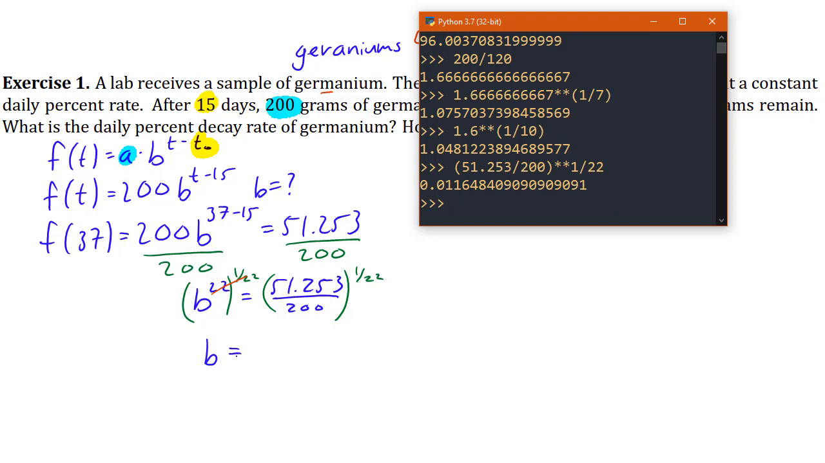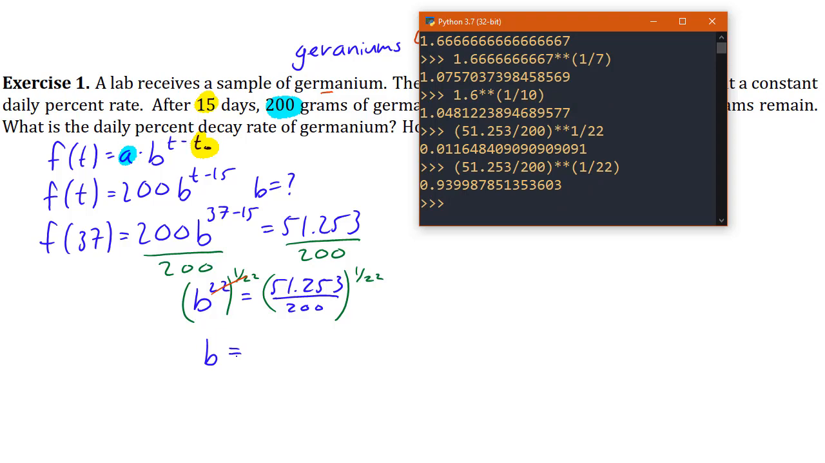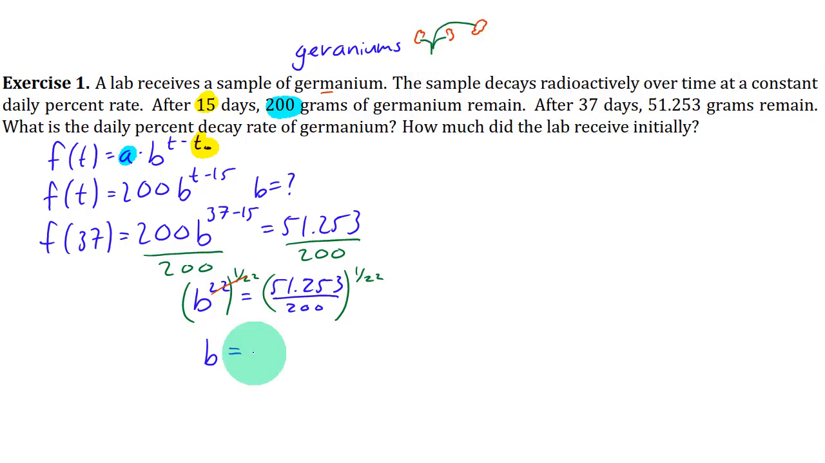we'll get 0. Oh, I forgot the order of operations. I need a parentheses around the exponent. So yeah, 0.93998. I'm just going to call it 0.93999. Okay, so that's the value of b.